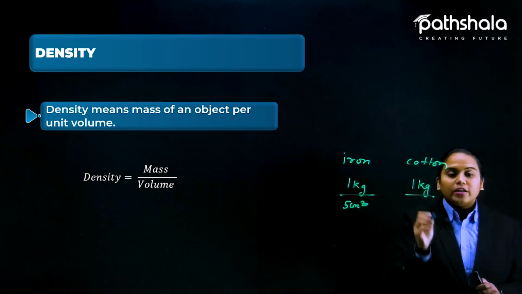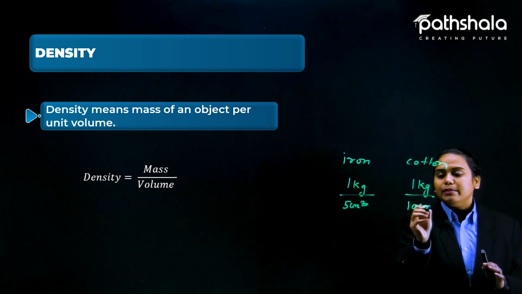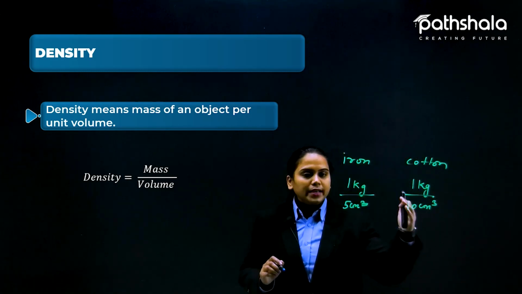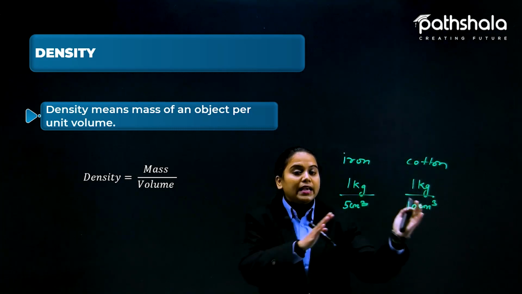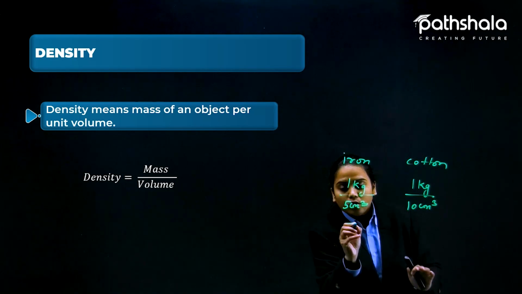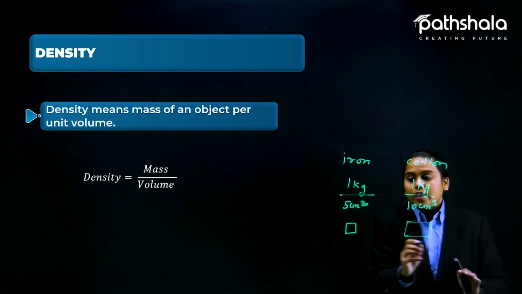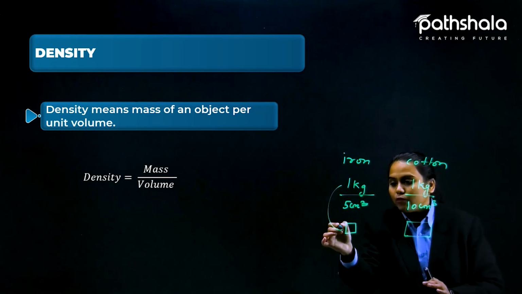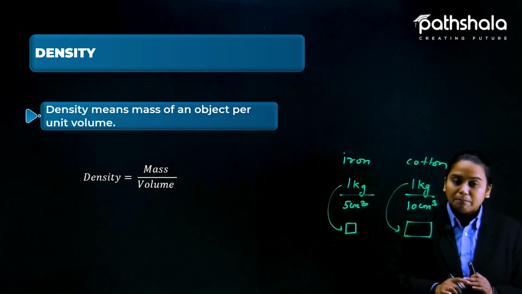Now cotton can spread. Now we can say that it is 10 centimeter cube. So now the volume of the cotton is more compared to the iron, but the weight contained in these two volumes is equal. As you can see, one is the small part and the other is the large part. In this small box and in this large box, 1 kg of weight will get immersed in each.